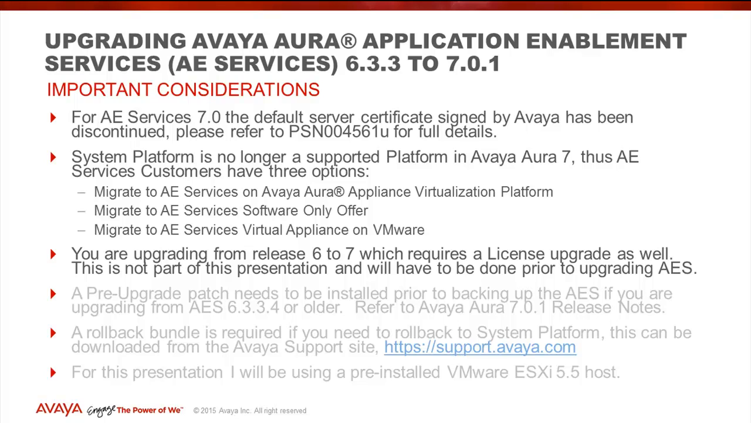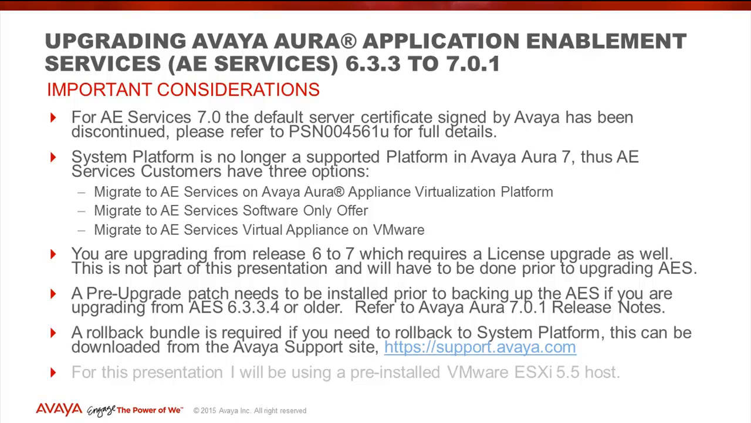This is normally done through Avaya PLDS. Upgrading the license is not part of this presentation, but you will have to get this done prior to upgrading the AES. Also, a pre-upgrade patch needs to be installed prior to backing up the AE Services server if you are upgrading from AES release 6.3.3.4 or older. Please refer to the Avaya Aura 7.0.1 release notes for more information.